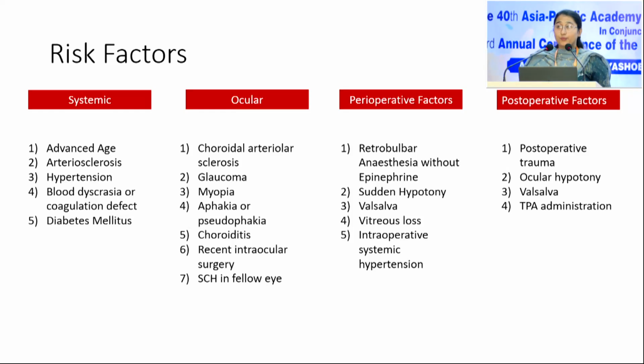When I talk about post-operative factors, if the patient undergoes trauma in the post-operative period, such as a patient who has undergone a penetrating keratoplasty and then experiences blunt trauma as small as touching the eye with his finger, it can cause a suprachoroidal hemorrhage.